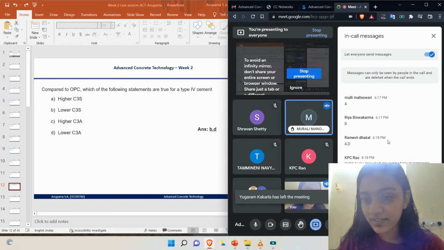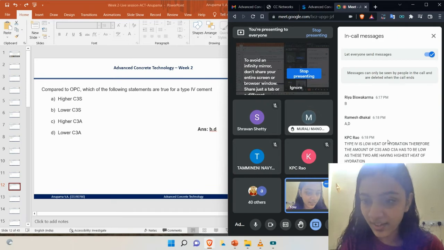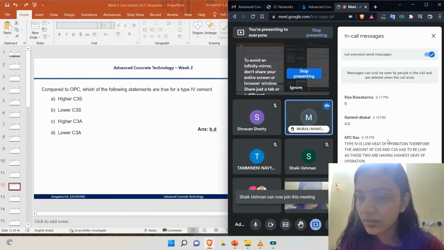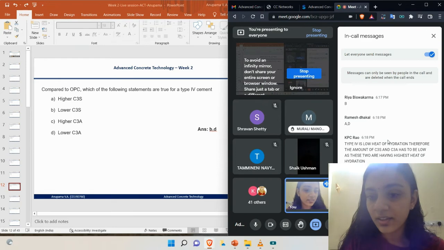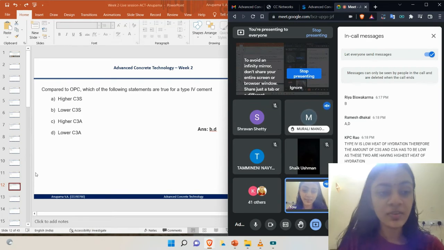Type 4, okay, I can see one answer. Type 4 is low heat of hydration, therefore, the amount of C3S and C3A has to be low, as these two are having the highest heat of hydration. Yes. So the correct answer is B and D, which is lower C3A and lower C3S.